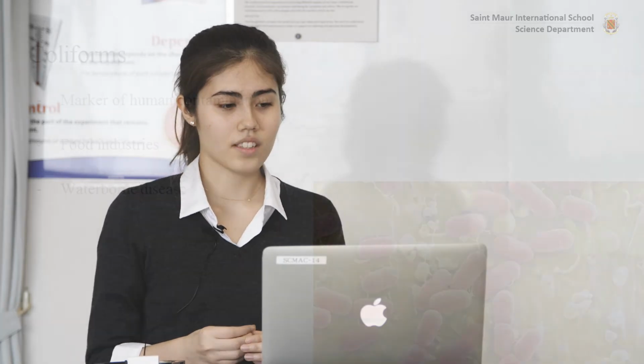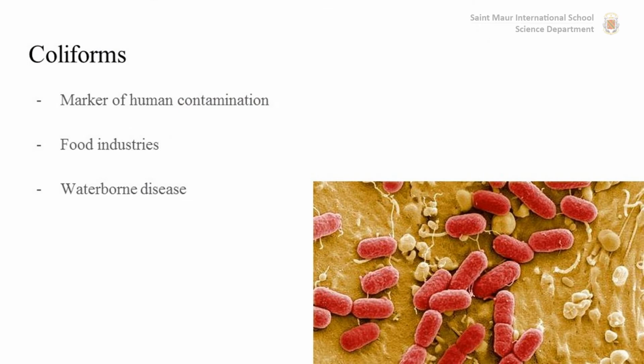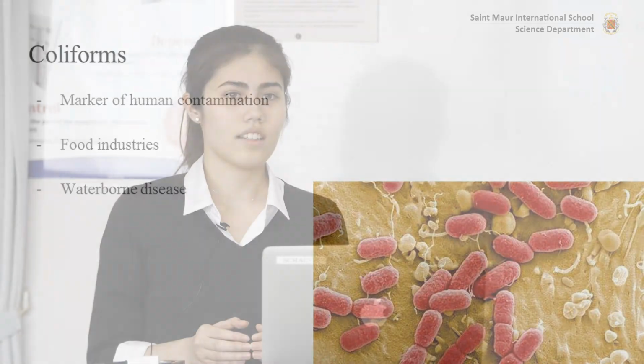Therefore, for my experiment, I have decided to investigate the effectiveness of the antibacterial protection sheet, in which I decided to investigate coliforms, as coliforms are a marker of human contamination, and they are often found in food industries. They can be found almost everywhere, but mainly in fecal materials, and they can also lead to potential waterborne diseases.